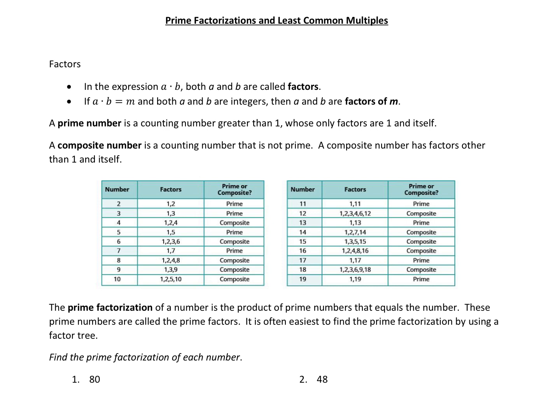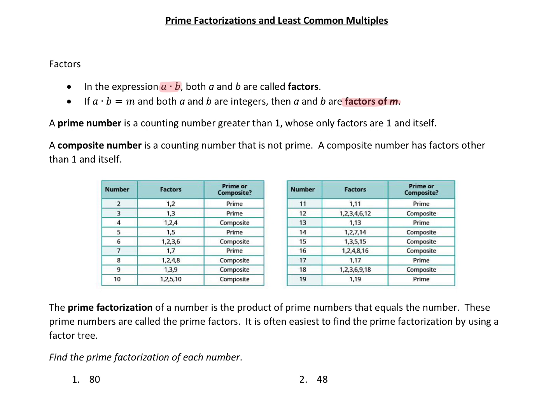So first, let's go over a little bit of terminology. Factors are two things that are multiplied together. So a times b, for that expression, both a and b are called factors. If a times b is equal to m, and both a and b are integers, then a and b are called factors of m. So whatever they multiply together to get, they're factors of that number.